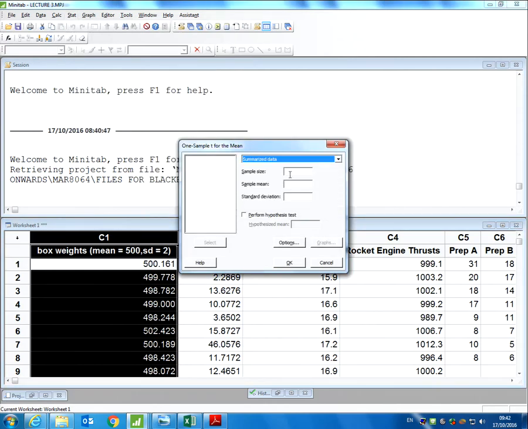And what we'll do here is just use some summarised data. We won't use the raw data that we've got in column 1 there. I want you to imagine that we've taken a sample of 16 boxes, and the sample mean to a certain number of decimal places is 500 grams, and the standard deviation is 2 grams.